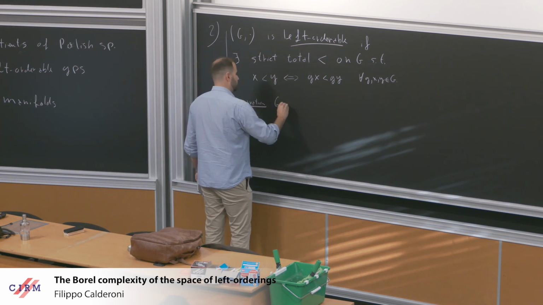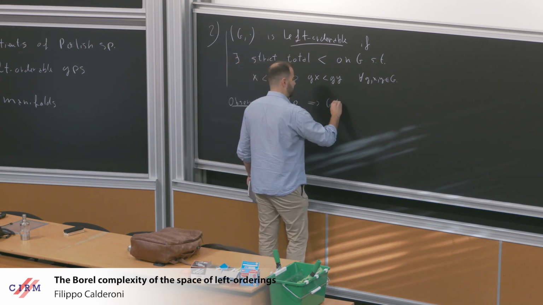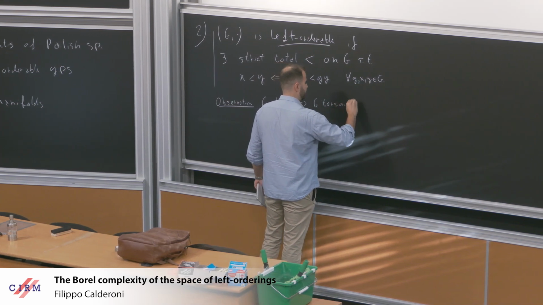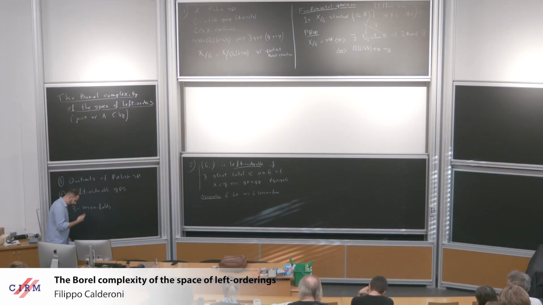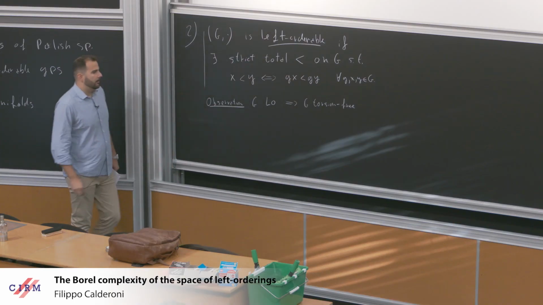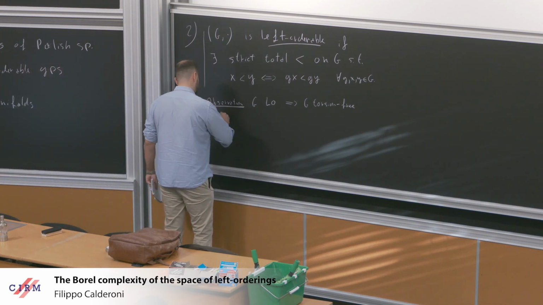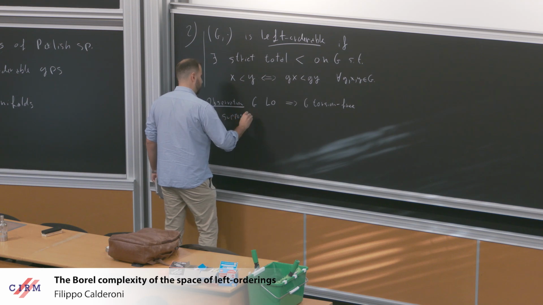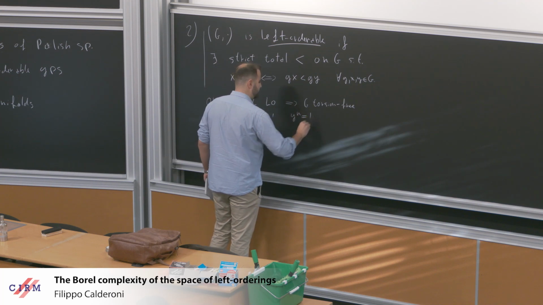Observation: G left-orderable implies that G is torsion-free. The reason is that if you have an element of the group which has some torsion, such that its power gives the identity at some point, then the group cannot be left-orderable. So suppose g, different from the identity, has order n.